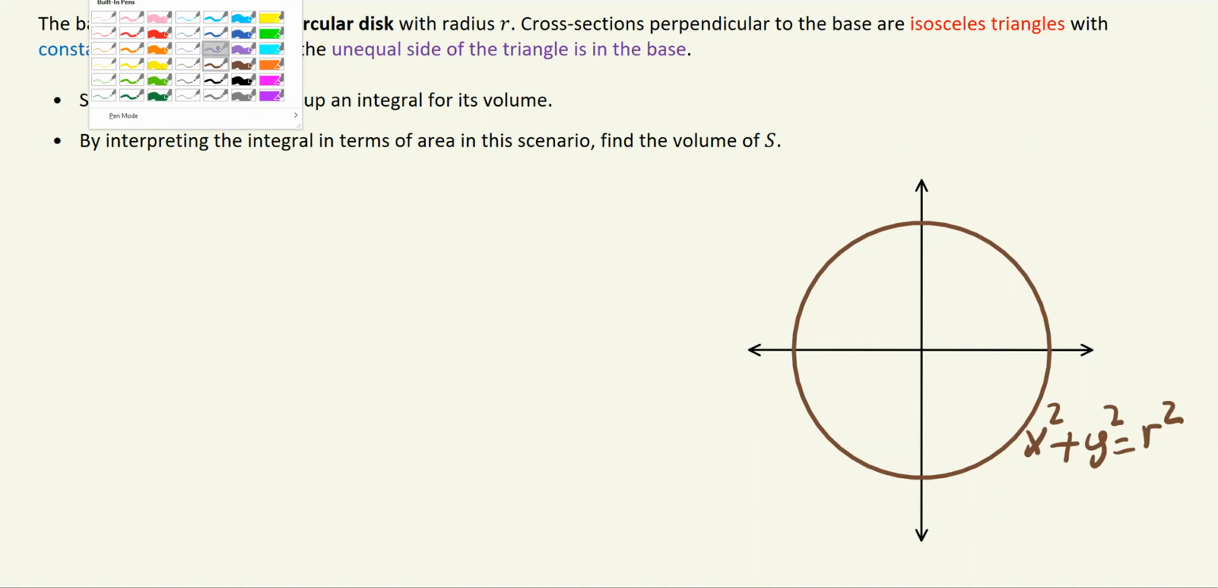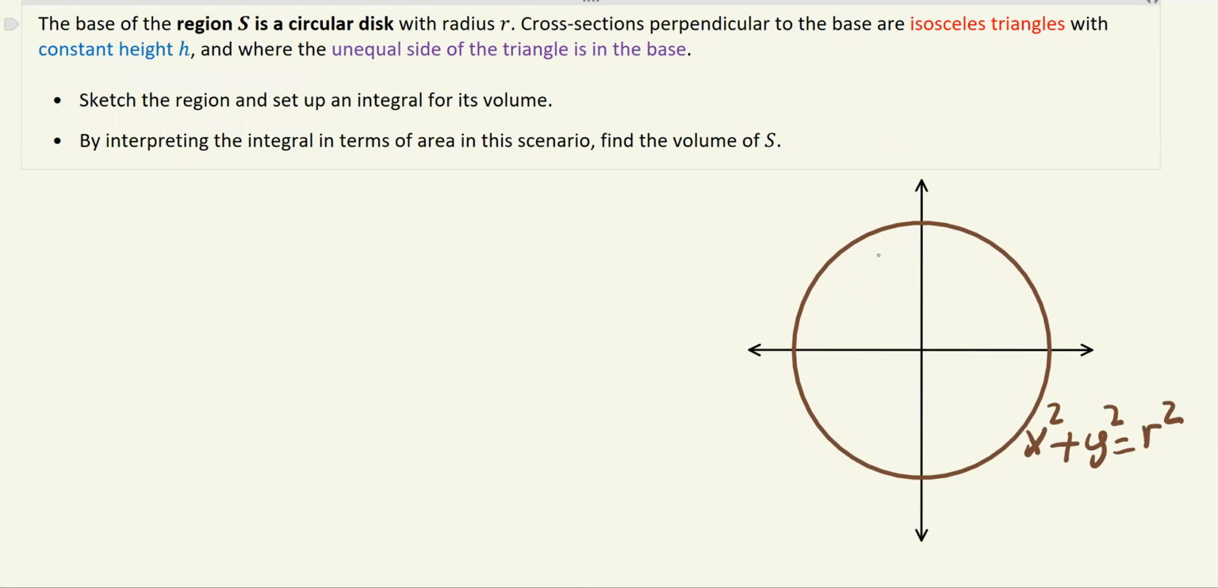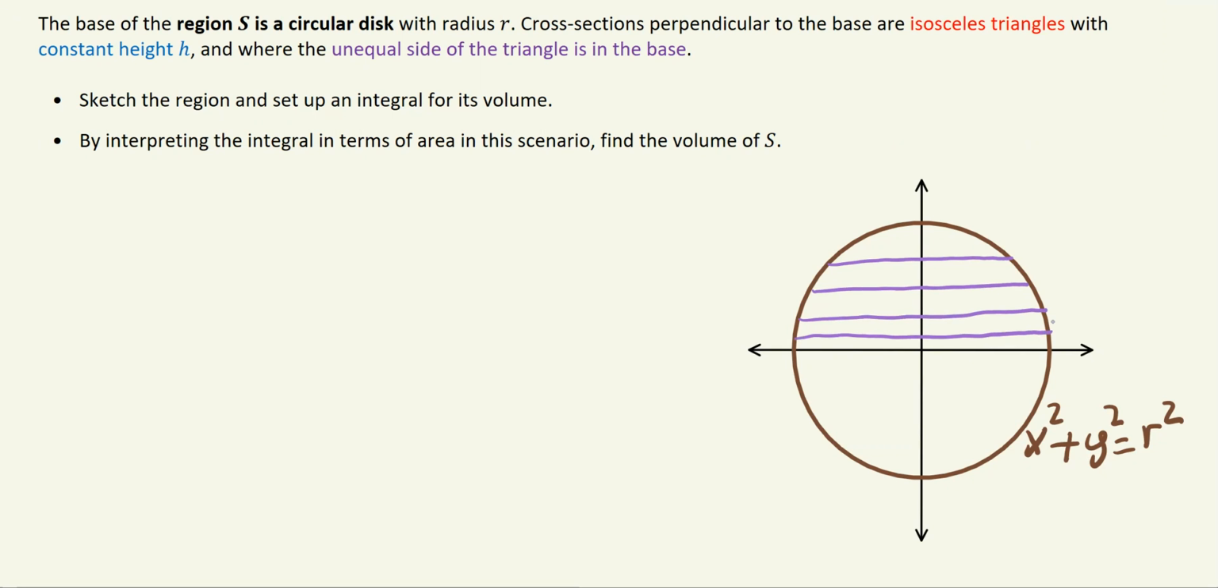I'm going to use this purple for these lines here on the circle, right? And these lines right here are the unequal side of the isosceles triangle, not the ones that are equal to each other, but the third side. So these are the base of that isosceles triangle, and the triangle is popping out from that base.